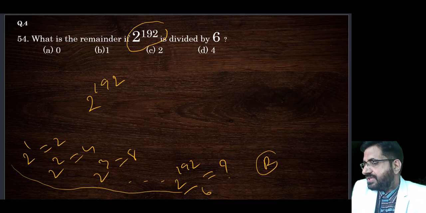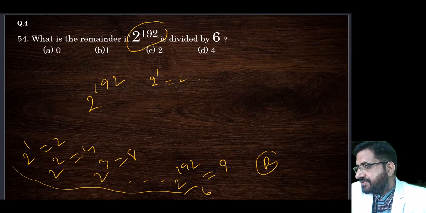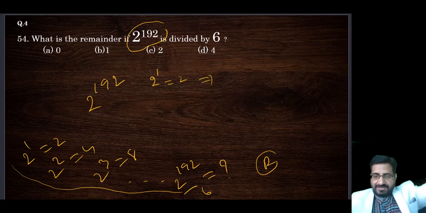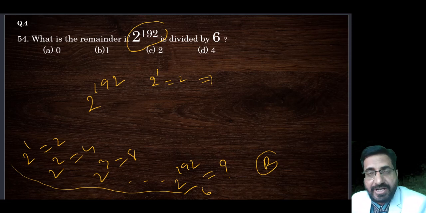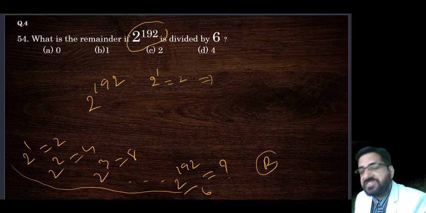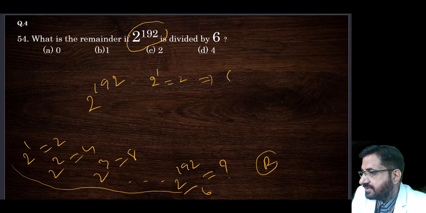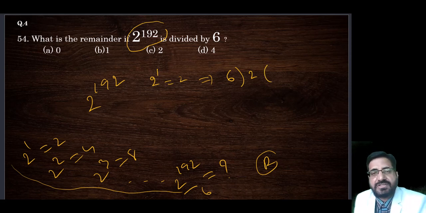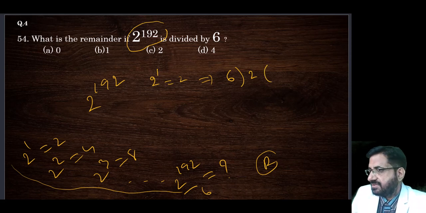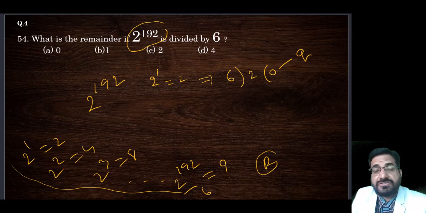See, 2 raised to 1 is what? It is 2. You have to divide this 2 by 6. That means what? Let me write it like a third standard boy. I am dividing 2 by 6. 6 is my divisor. Then 2 is my dividend. 6, I cannot divide this. Then what I should do? 0. 0 is my quotient.